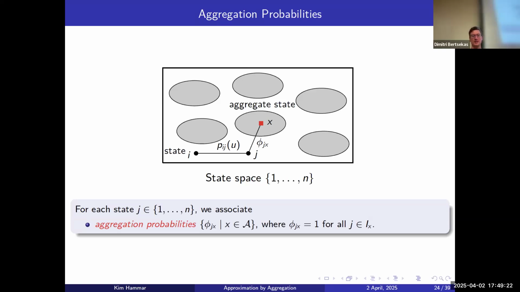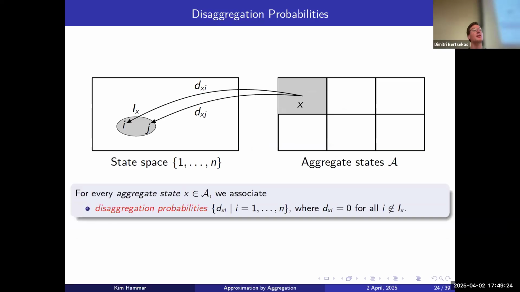Thank you. So then the difference is that we now have the disaggregation probabilities to be able to transition from an aggregate state to a particular original state. Since we now have this association with a whole set of states, we have this mechanism with disaggregation probabilities to single out a particular original state for the transition. And that transition dynamics is then defined with the disaggregation probabilities down here, which we denote with d_xi.